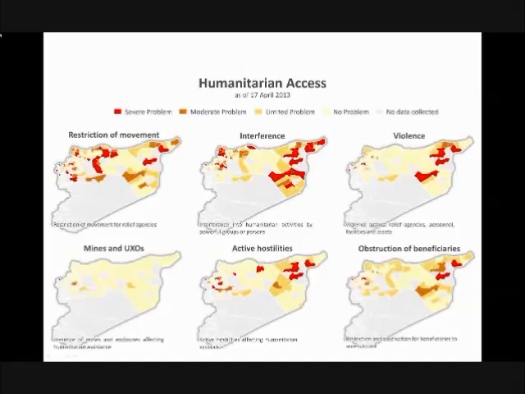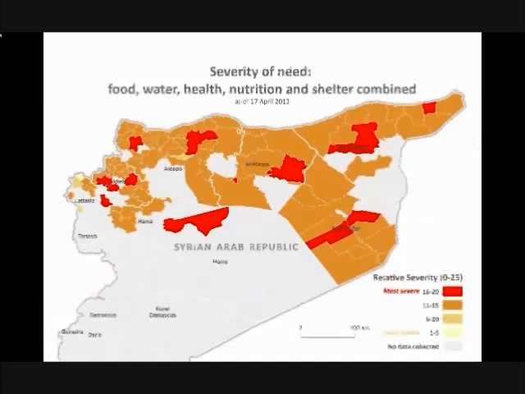These include interference into humanitarian activities or violence against relief agencies, restriction of movements for relief agencies, presence of mines or unexploded ordnance, active hostilities, or direct restriction or obstruction to beneficiaries' access to aid. And it was quite interesting to analyze those results because there were more humanitarian access issues in areas of low conflict intensity compared to areas with higher conflict intensity.